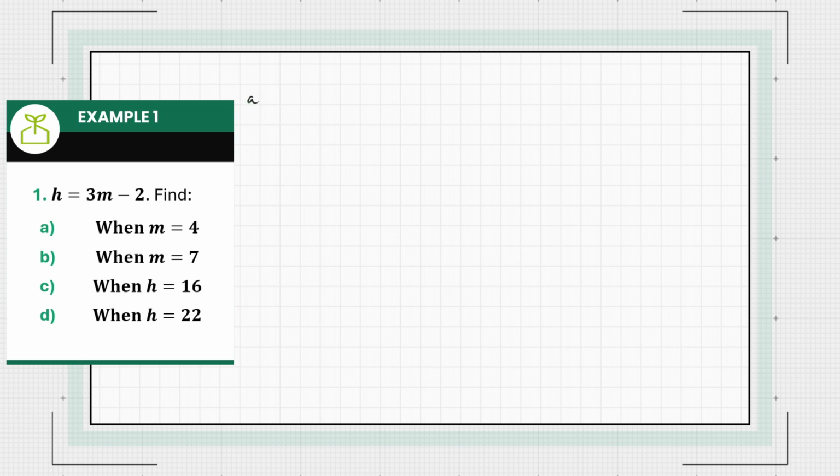So let's start out with A. We have h equals 3m minus 2, and we can think about a formula as being something useful for society. So perhaps this is an equation determining how far homes need to be set apart, and m can be just an arbitrary distance. So let's solve for m equals 4. So when m equals 4, h is equal to 3 times 4 minus 2, and that is equal to 12 minus 2, which in turn is equal to 10. So h is equal to 10.